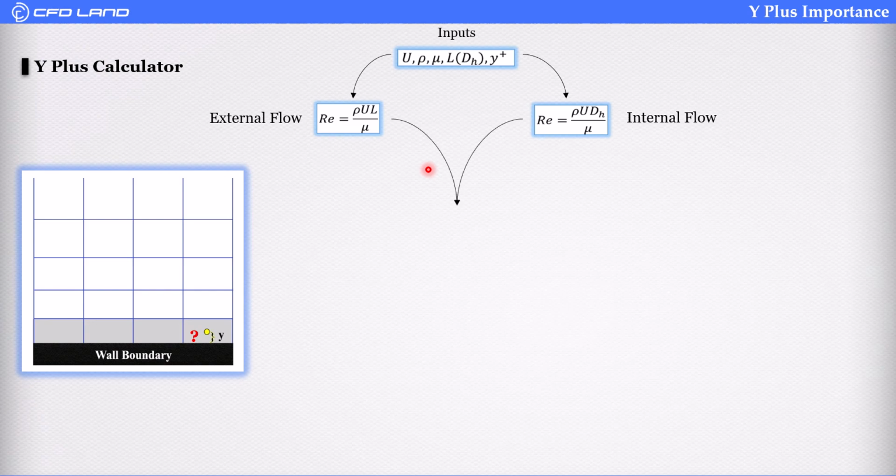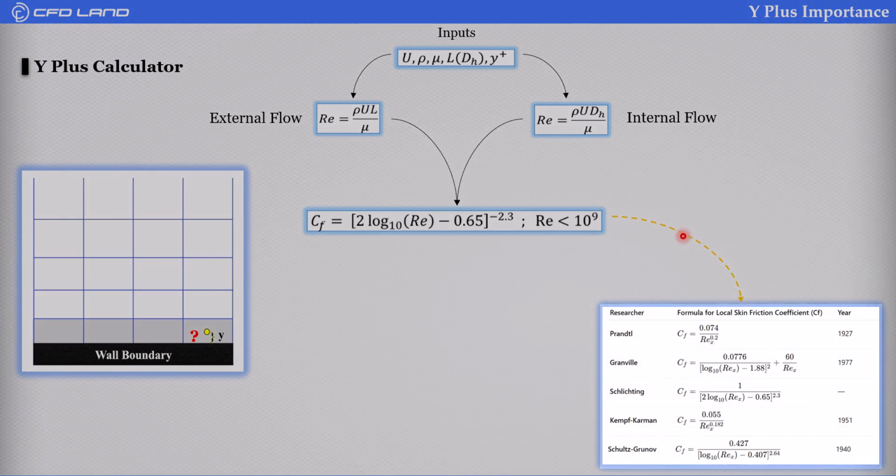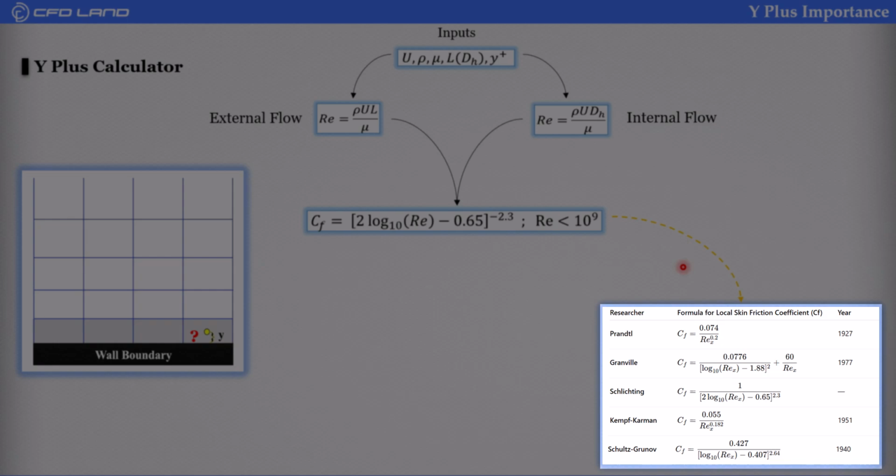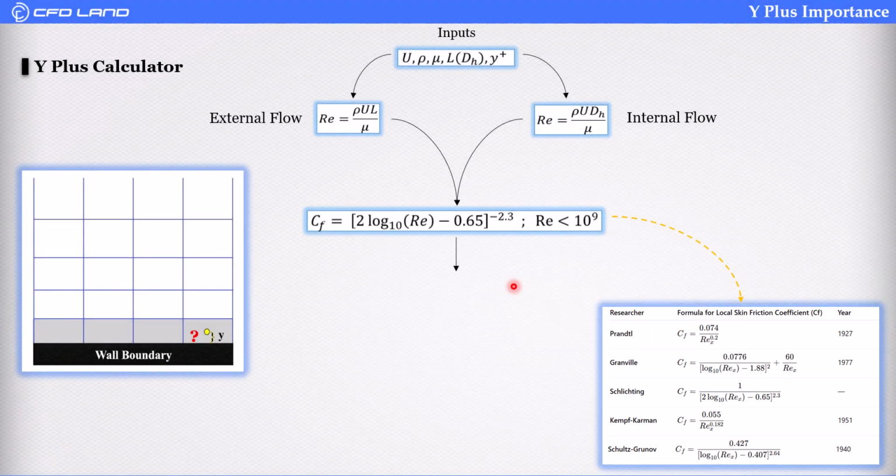After that, you are able to estimate the friction coefficient. Remember, there are many suggested friction coefficient equations. Use the one that suits your case. After that, you can calculate wall shear stress. When you have wall shear stress, you have velocity. And after that, you can calculate y.